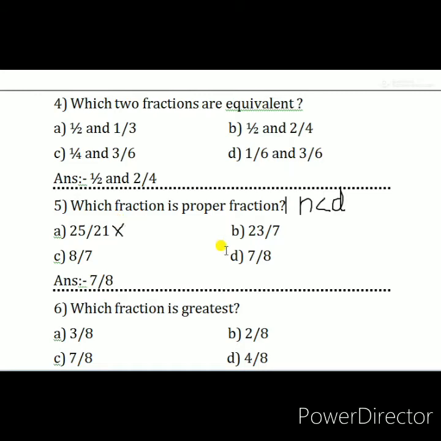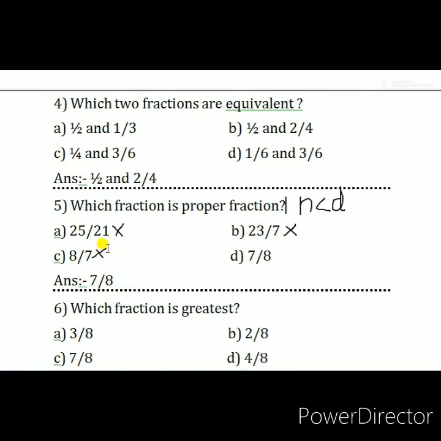Now the second one, B option, 23 upon 7. Here also the numerator is bigger than the denominator. 23 is bigger than 7. So this is also not a proper fraction. Option C is 8 by 7. Here also the numerator is greater than the denominator. So this is also not a proper fraction.